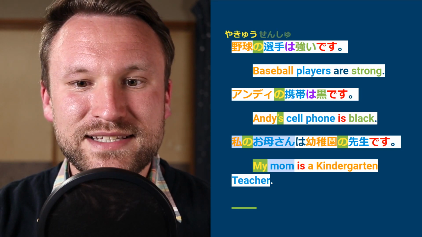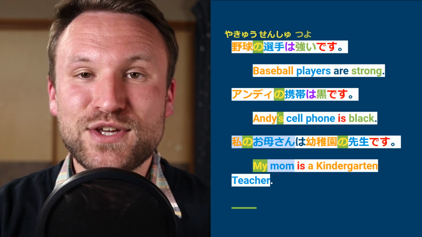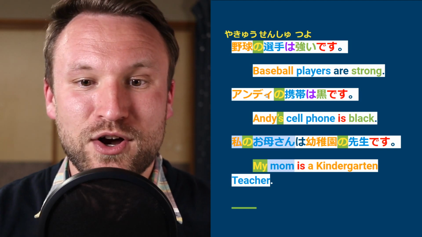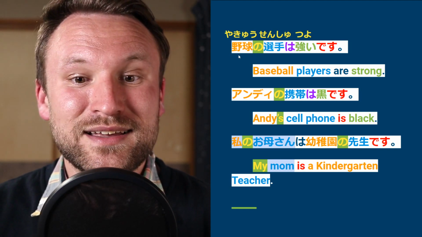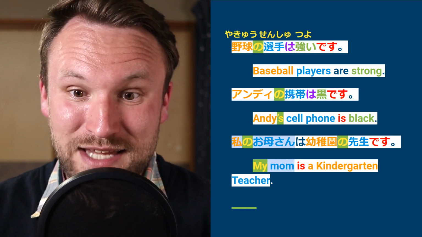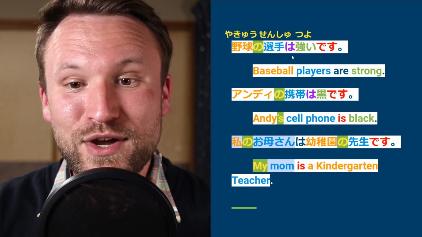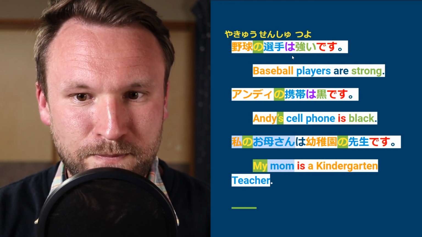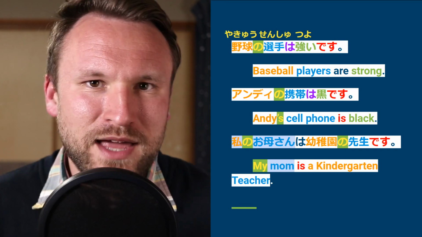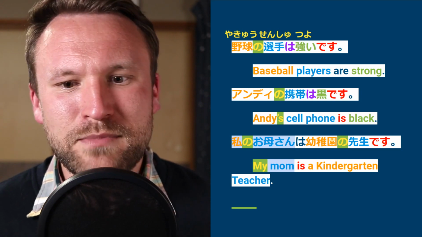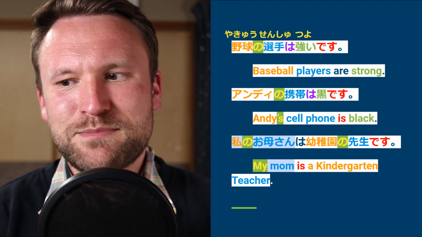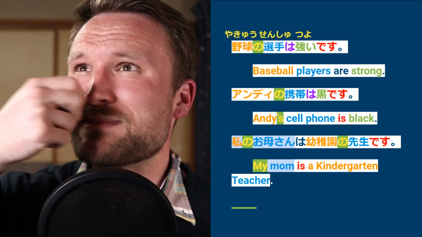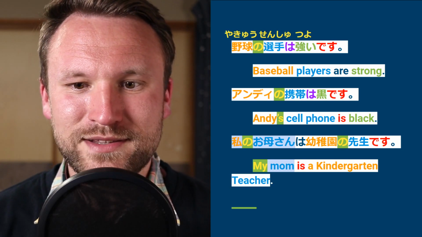So our first sentence is yakyū no senshu wa tsuyoi desu. Baseball players are strong. So our X is yakyū no senshu, that's the topic, wa tsuyoi desu. Baseball players are strong. Tsuyoi means strong. That's debatable. Not all baseball players are strong, but a lot of them are. Especially back in the late 90s and early 2000s, man, when they were all on steroids.